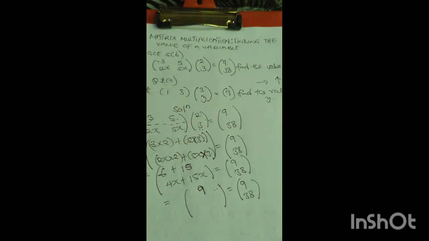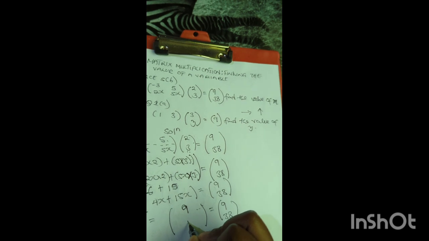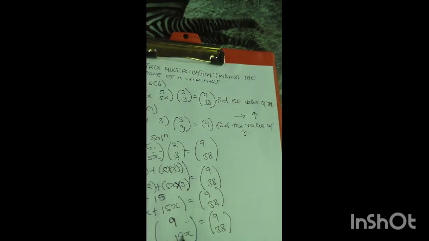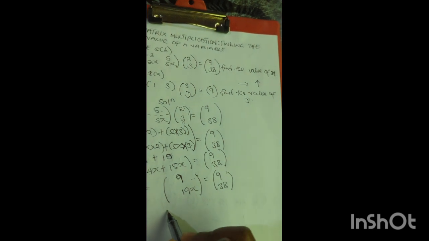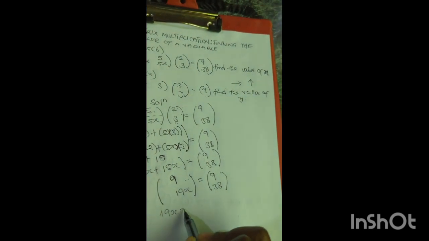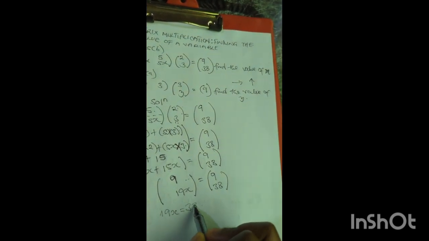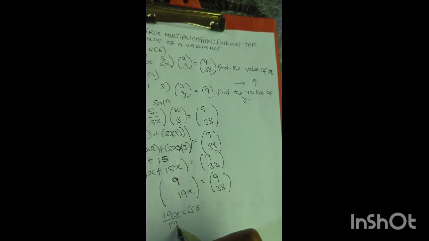So what is 15 plus 4x? 4x plus 15x, which is 19x. So the equation we have to solve now is 19x is equal to 38. So to get the value of x, we divide by 19.